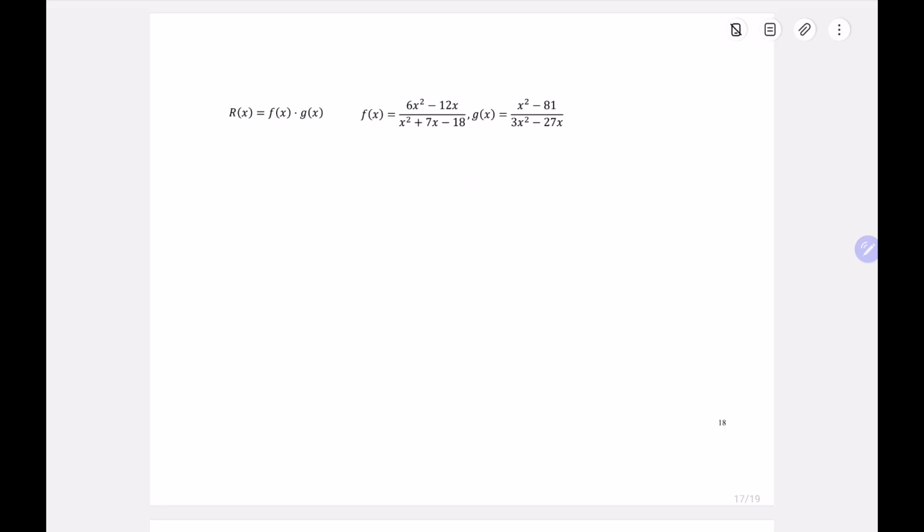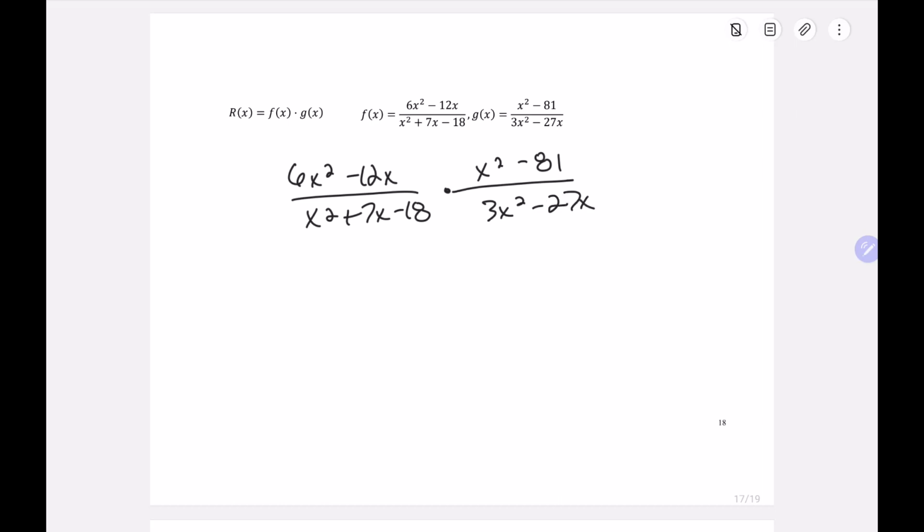So now we're given r of x equals f of x times g of x, and so we can literally just do the same thing we've done before. So we have a 6x squared minus 12x all over x squared plus 7x minus 18 times x squared minus 81 all over 3x squared minus 27x. If we look at factoring them, we can see that in the top we get a 6x times x minus 2. And in the bottom left, we get an x minus 2, x plus 9.